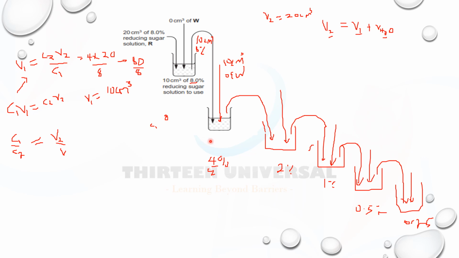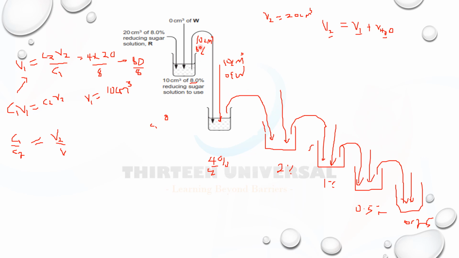You write 10 cm cube of 4% left. It was 20, but when I took out 10 cm cube, 4% left. So this was 20. When I took out 10, what is left is 10 cm cube of 2%. This is the same thing, 10 cm cube of 1%, 10 cm cube of 0.5%. This is the only one that is 20 cm cube of 0.25% because I didn't take out any.